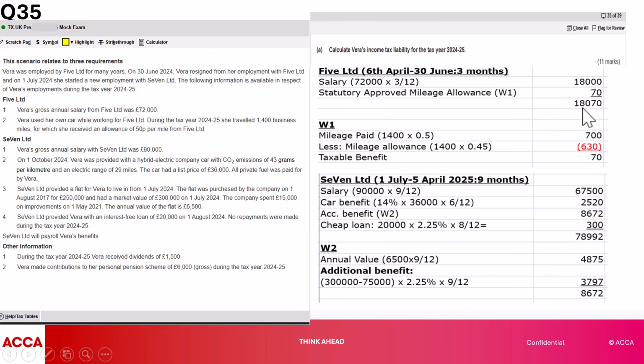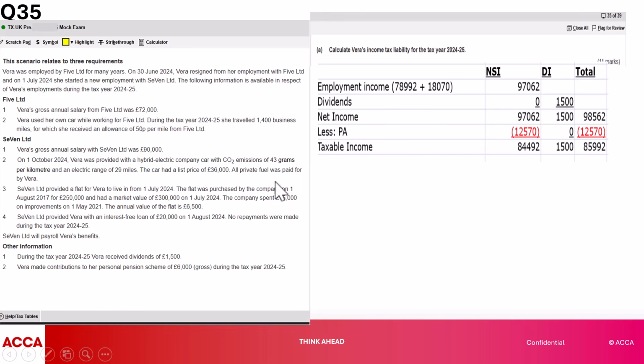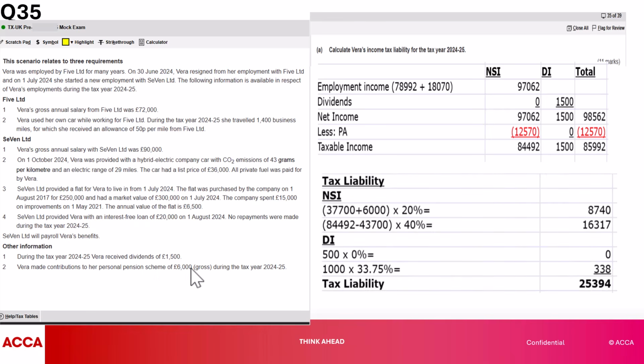So you have here 18,070 from 5 Limited and 78,992. Okay, remember we're still not done with the question. We want to get the tax liability. We have dividends here of 1,500. So what do we do next? So you add the two incomes. You have your dividends, you less your personal allowance, you get your taxable income, as you can see. Remember, we also have a personal pension contribution of 6,000, which will expand the band rates.